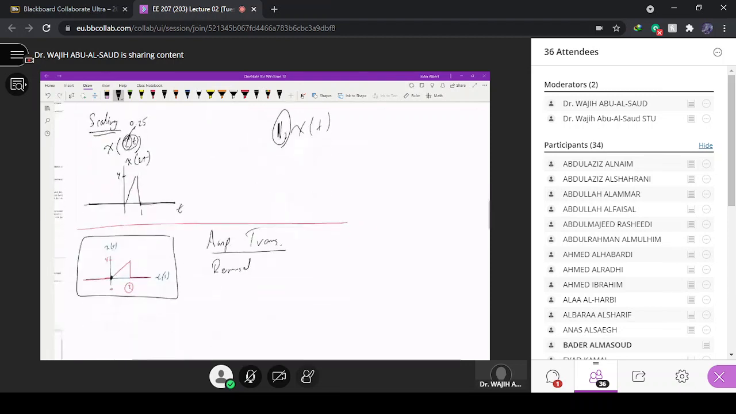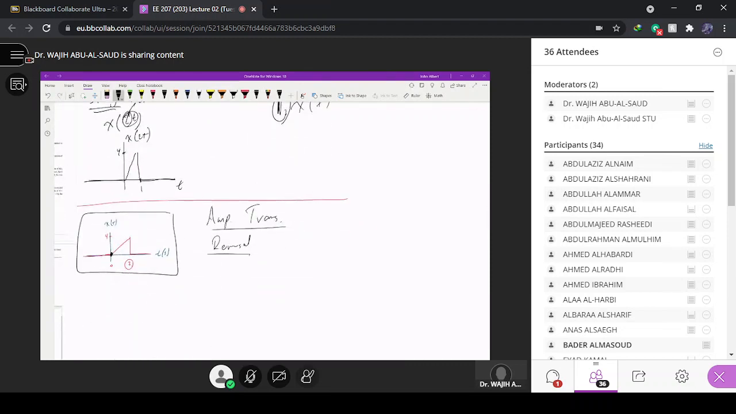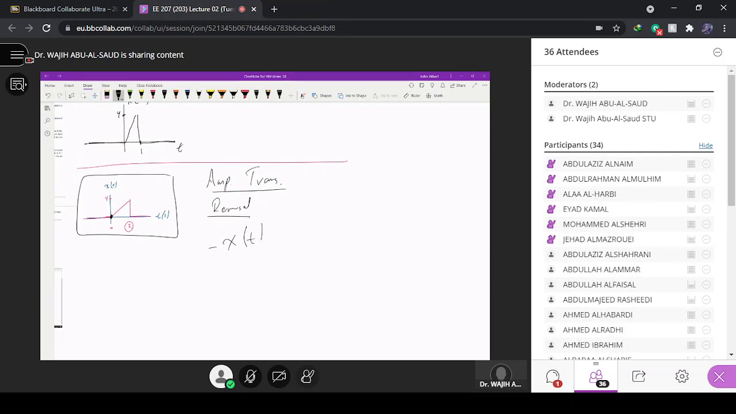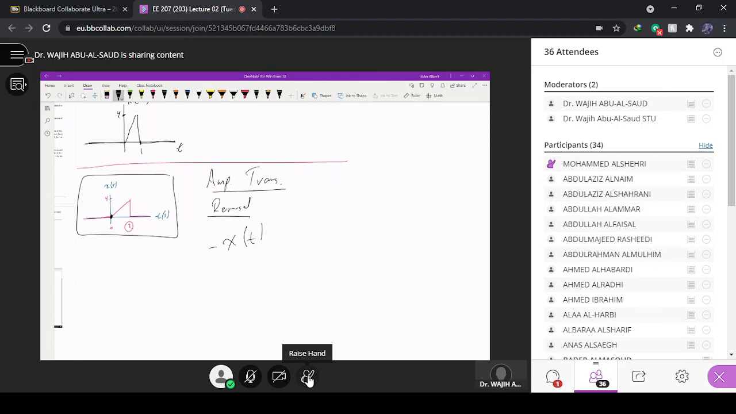Okay, right. So now, if we come to amplitude transformations reversal, can anyone tell me how the sketch of minus x of t looks like? It's mirrored over the x-axis. Absolutely right. Yes. If you remember in the time reversal, I had a mirror on the y-axis, so everything flipped on the y-axis. In the amplitude reversal, you flip around the x-axis now.